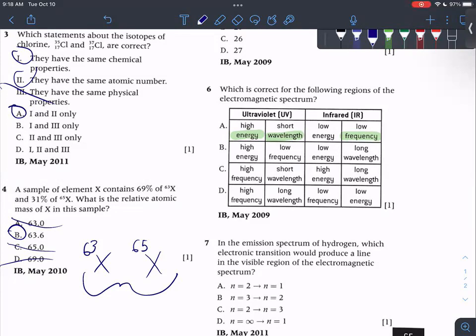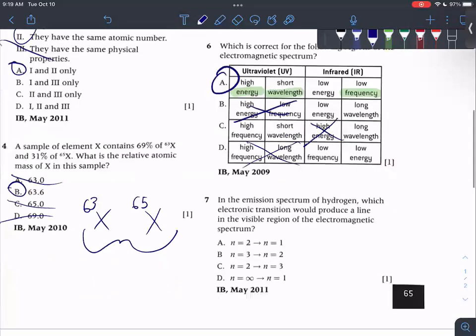That's true. While infrared says low energy and low frequency. So as we compare these, we can see that A already is correct. It is our answer. Just to go through and make sure, B says high energy, low frequency. That contradicts each other. C says high frequency, short wavelength. That's good, but infrared is not high energy. And then D says high frequency, long wavelength. Also contradictory, so it's got to be A.